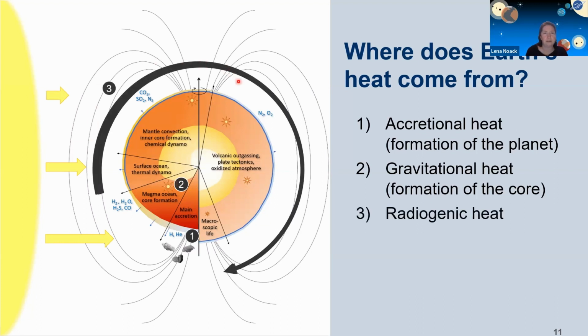And then over the entire duration of Earth, we have a contribution by radiogenic decay from uranium, thorium, potassium, which is decreasing in strength over time, but still today is producing about 50% of the energy inside of the Earth. The rest is still cooling from the accretion and gravitational heat.